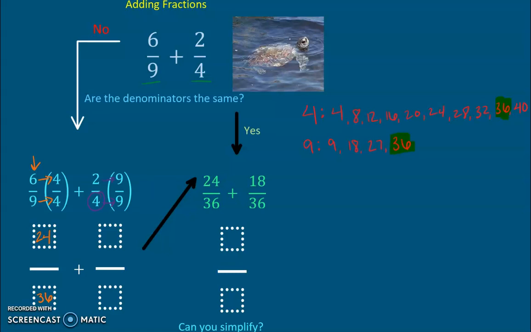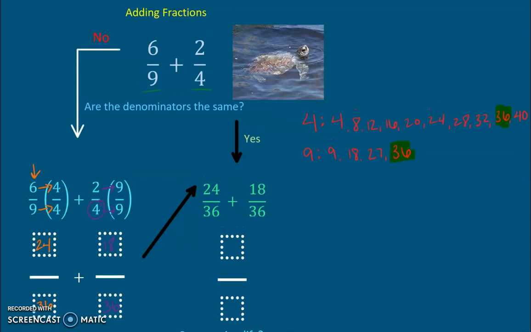So multiplying straight across, 2 times 9 is 18, and then 4 times 9 is 36. So 2/4 times 9/9 turns into 18/36. And we can see that over here in the green. So now that we have that common denominator, our whole is the same, we can add the parts together. And so we can do 18 plus 24. When we combine those two numbers together, we get 42 over 36.